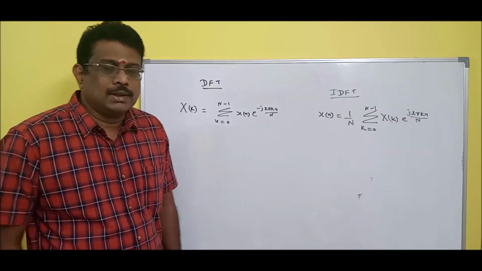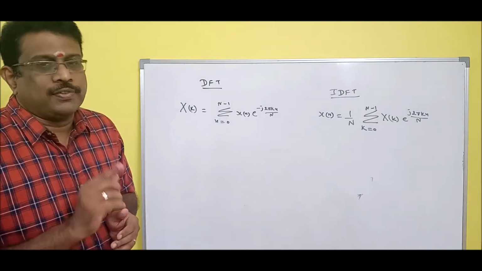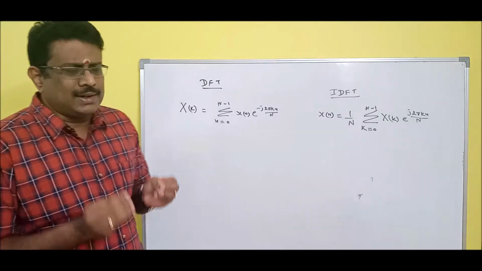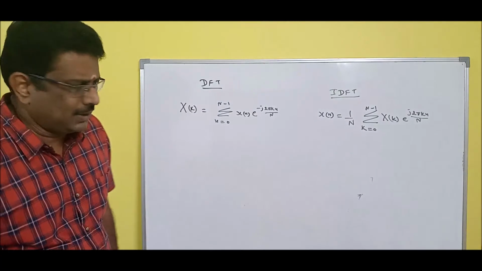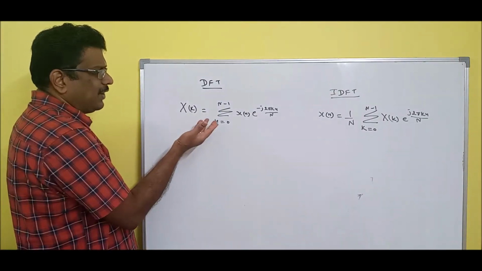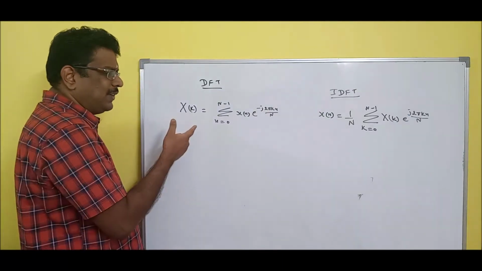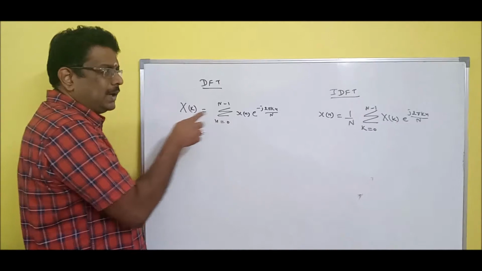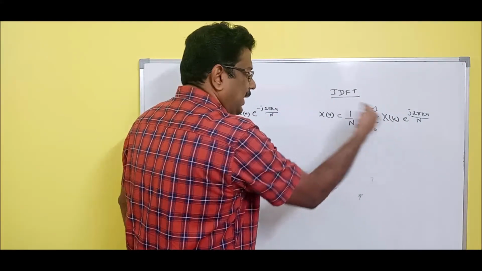Let me start IDFT using FFT algorithm. Before doing IDFT, first try to learn what is the basic difference between DFT and IDFT. Okay, so what is the DFT formula available? What is the IDFT formula available? In the DFT formula, input is x of n, output is x of k. In the IDFT formula, it is reverse. Am I right? Input is x of k, output is x of n.